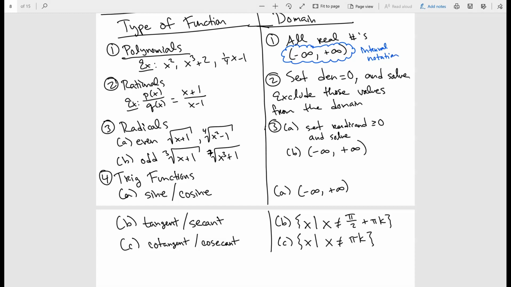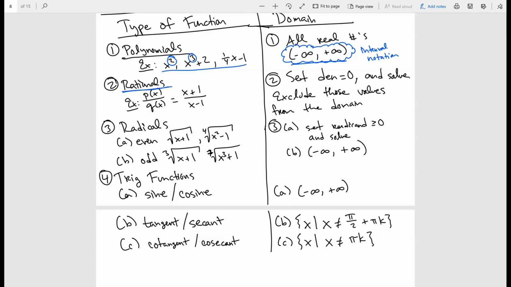It doesn't really matter how complicated the polynomial is, as long as you have a positive integer raised to the power of a variable, then that's basically going to be a polynomial, and they're always going to be all real numbers. Rationals: think of rationals as a polynomial divided by another polynomial. Whenever you see a fraction between two polynomials, that's basically a rational function.